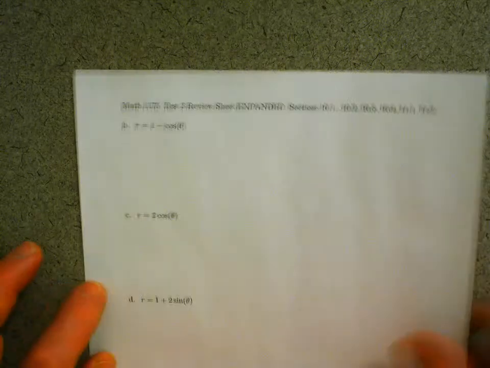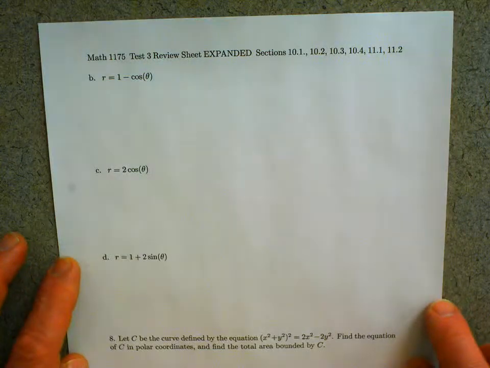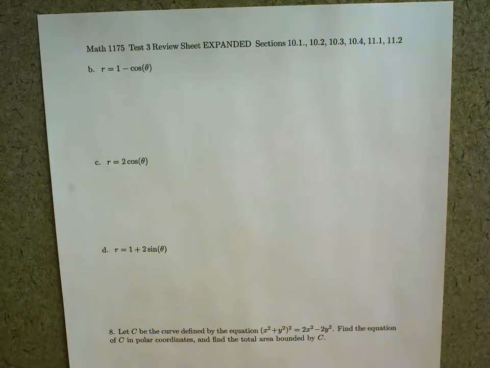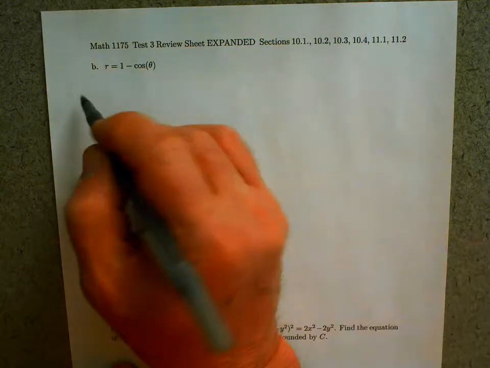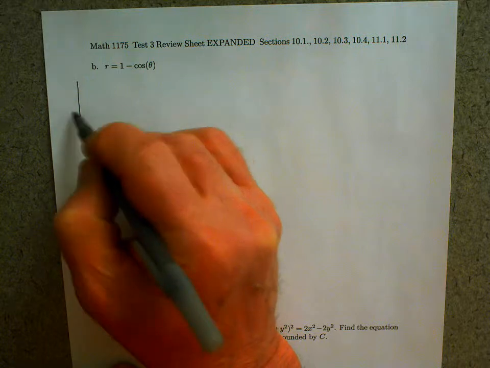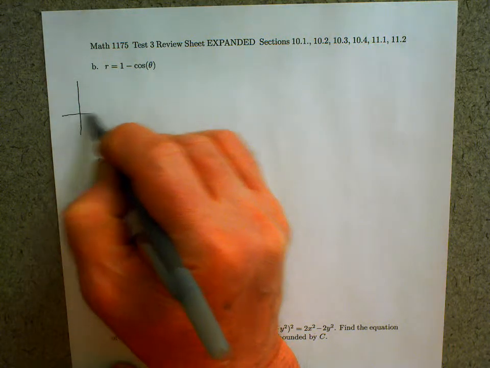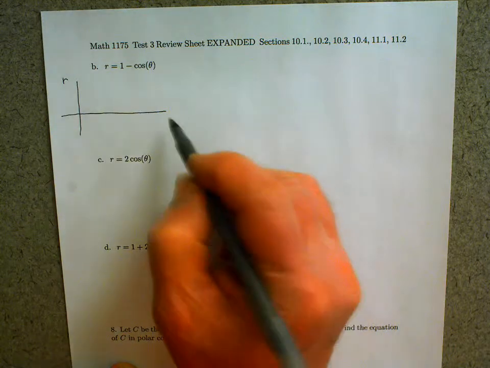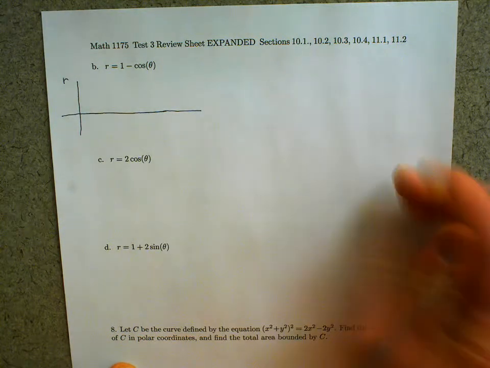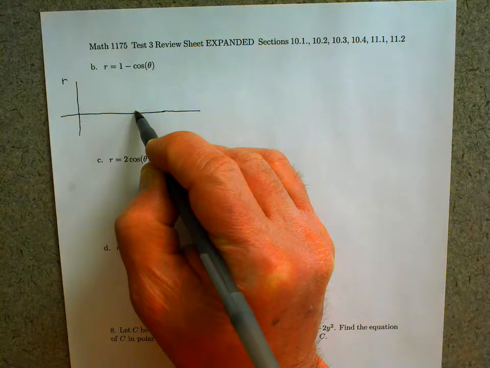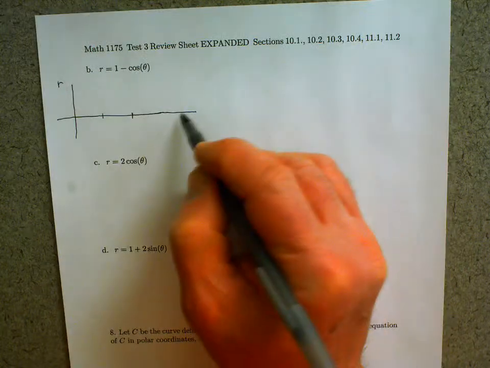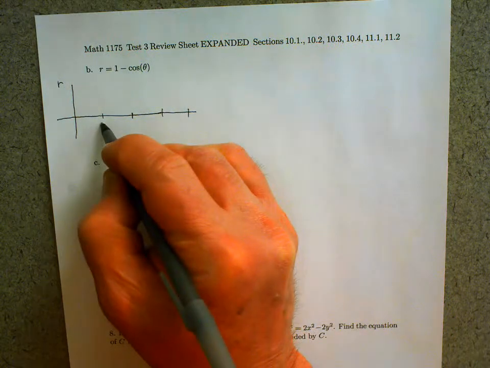Okay, the next page. Sketch the polar curve r equals 1 minus cosine of theta. So first we'll sketch the graph in rectangular coordinates. So this will have 1 period between 0 and 2 pi.